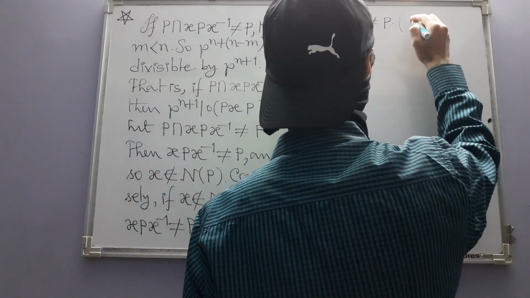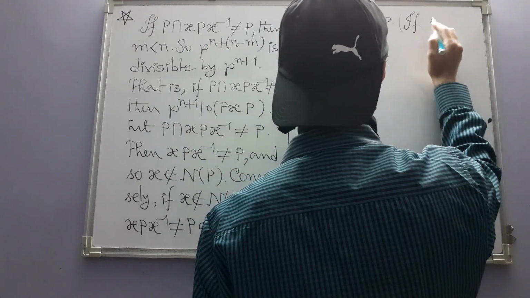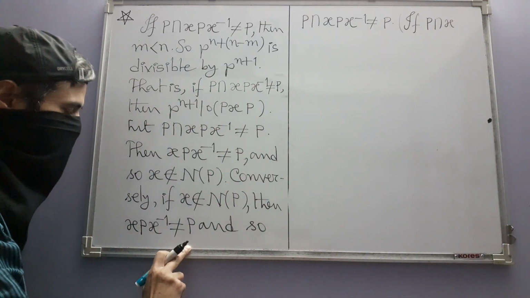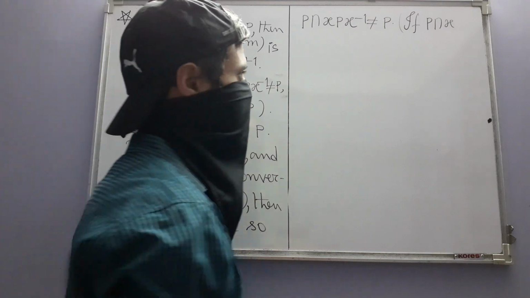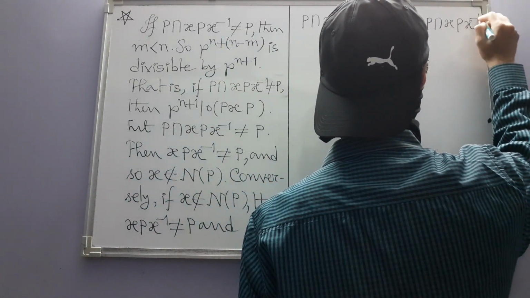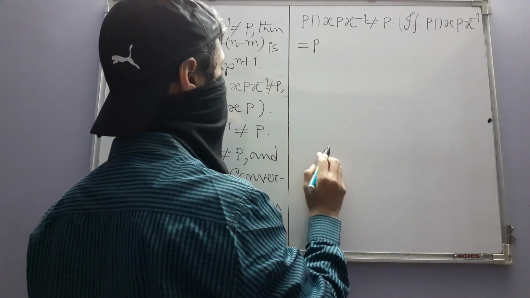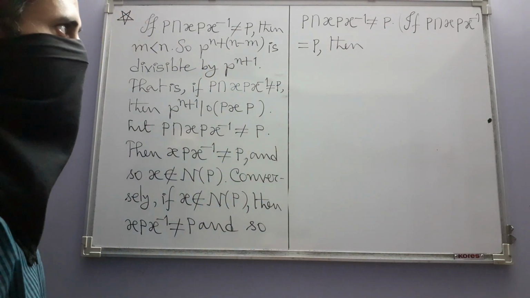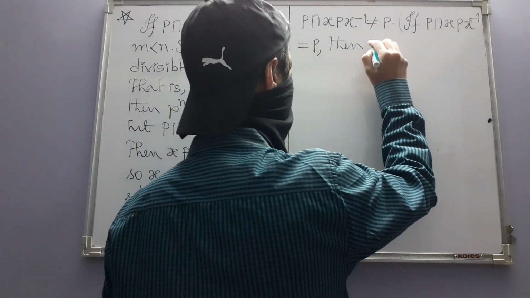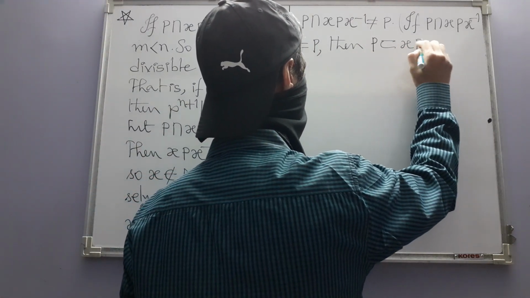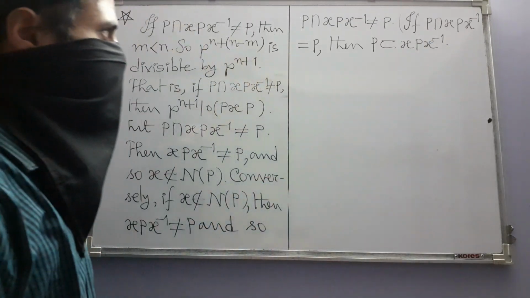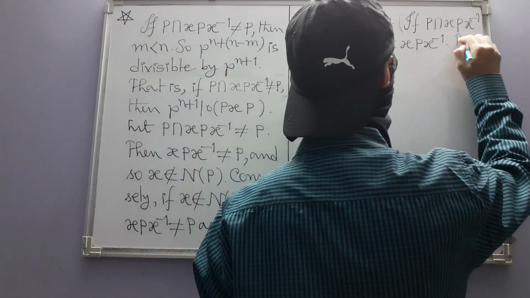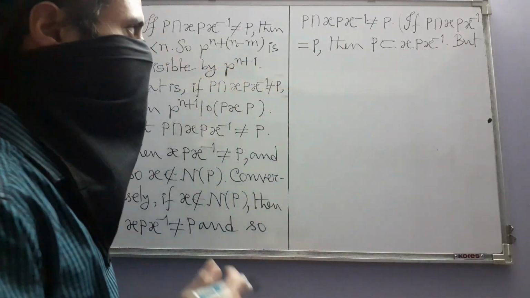Let's see what happens if we assume the negation. In spite of having this, suppose we are considering that the intersection is equal to P. What goes wrong then? Well, if the intersection is P, then P has to be a subset of xPx⁻¹. However, we should not forget that both of these are finite sets, and both of them have the same number of elements.